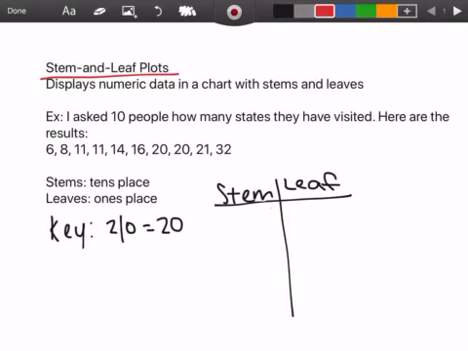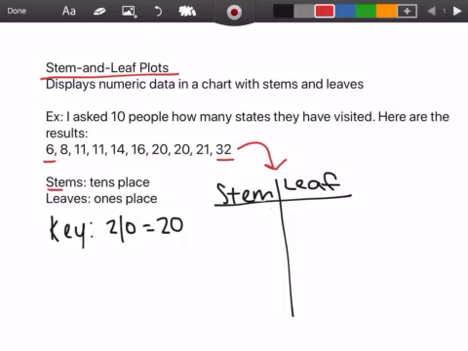Here are the results. So these are the answers that 10 people gave me on how many states they visited. For the least, one person had only visited 6 states. For the greatest, one person had visited 32 states. And then we have a bunch of numbers in the middle. Now before we take this information and put it in our chart, we need to decide what will represent our stems and what will represent our leaves.